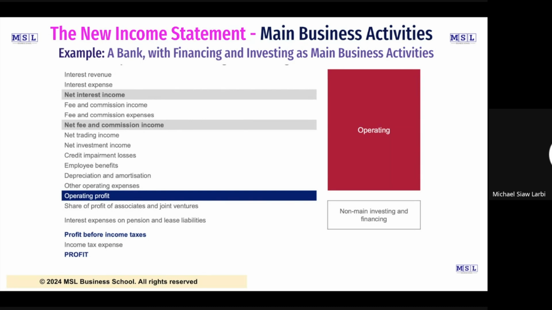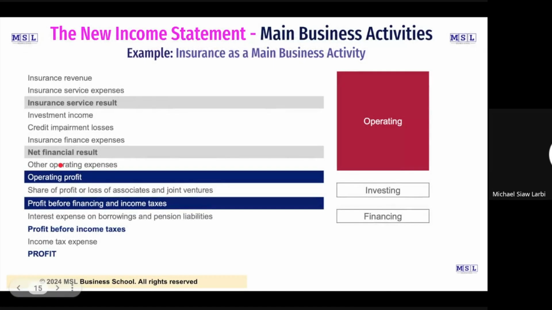Banks give loans, make money on their loans, pay what? Interest to their customers on their deposits sometimes, right? They invest in instruments like government bonds and make what? Income on that. All of those are typical investing financing, but for a bank, it becomes operating activity, right? Then they would have their non-main investment financing shown here, like share of profit in associates and ventures, and then interest on pension and lease liabilities, right? All of these would be shown separately, right? This is a bank. Let's see how it's going to look like for an insurance company.